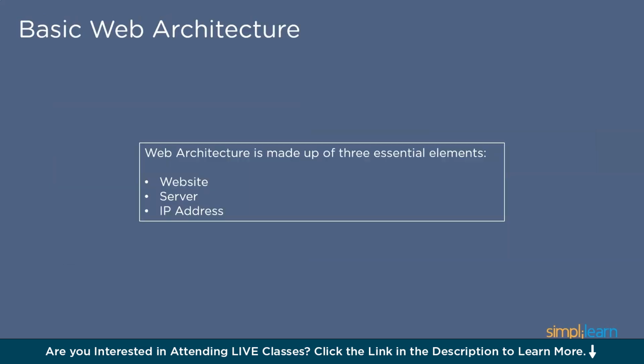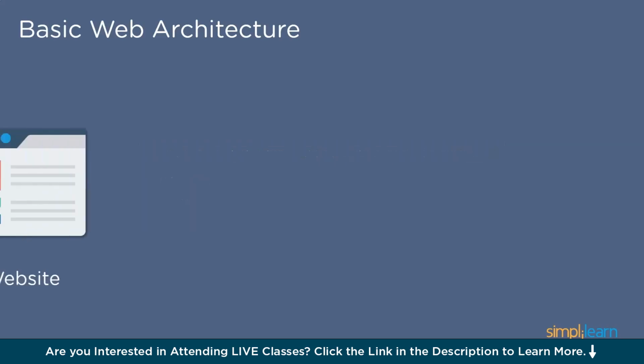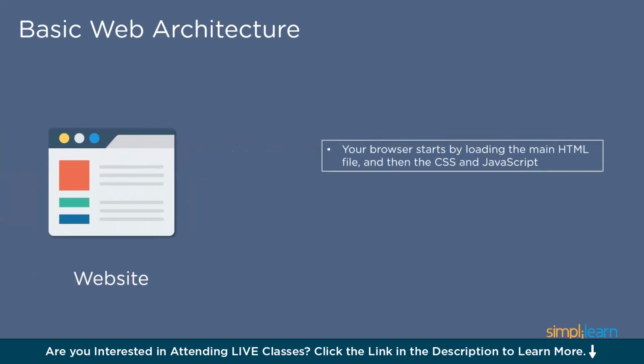Now, what exactly is the basic web architecture? Now, web architecture is made up of three essential elements. That's the website, that is the front end of a web application that is visible to the user. Then there is the server, which constitutes the back end of a web application and holds and manages all the data. And finally, there's the IP address, that is the address assigned to a website in order to be accessible on the internet. First up, let's have a look at what website is.